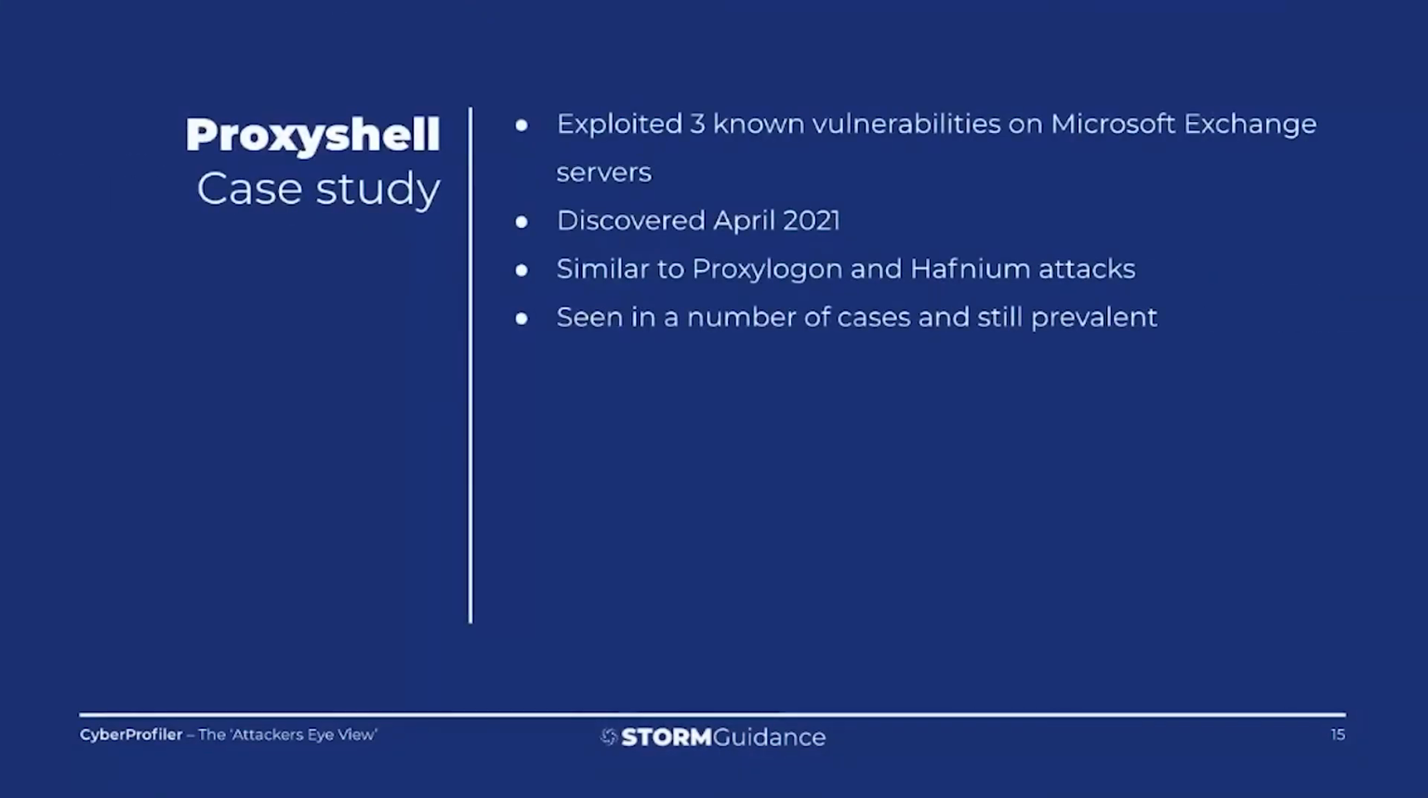So, ProxyShell. This is a name for a cyber attack technique that exploits 3 vulnerabilities on Microsoft Exchange servers. Microsoft Exchange servers are business email servers, so they generally contain lots of juicy data, which is a great prize for any cyber attacker. It was discovered in April this year and is similar to ProxyLogon and also the Hafnium attacks, Hafnium being the cyber criminal outfit believed to be sponsored by the Chinese government.